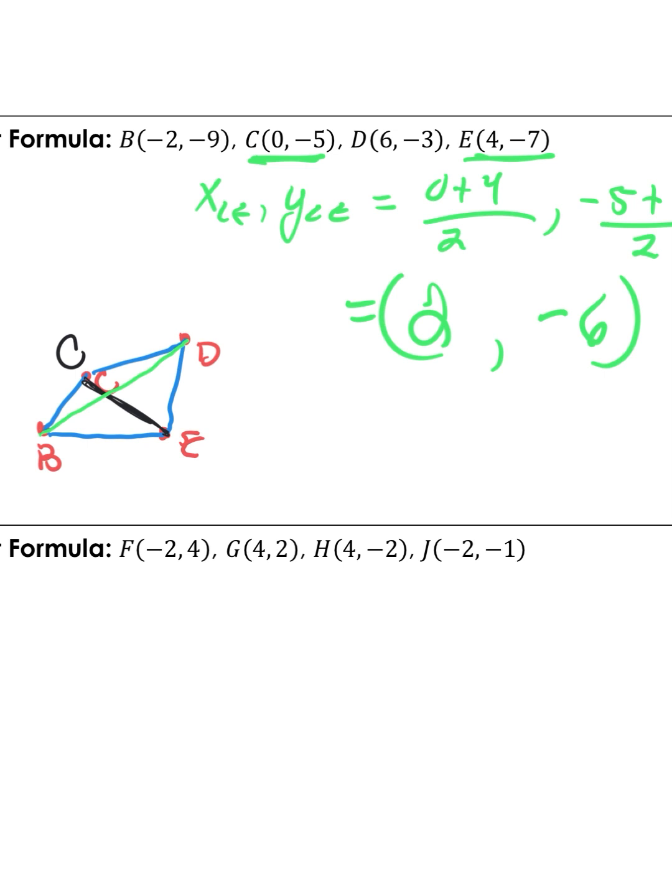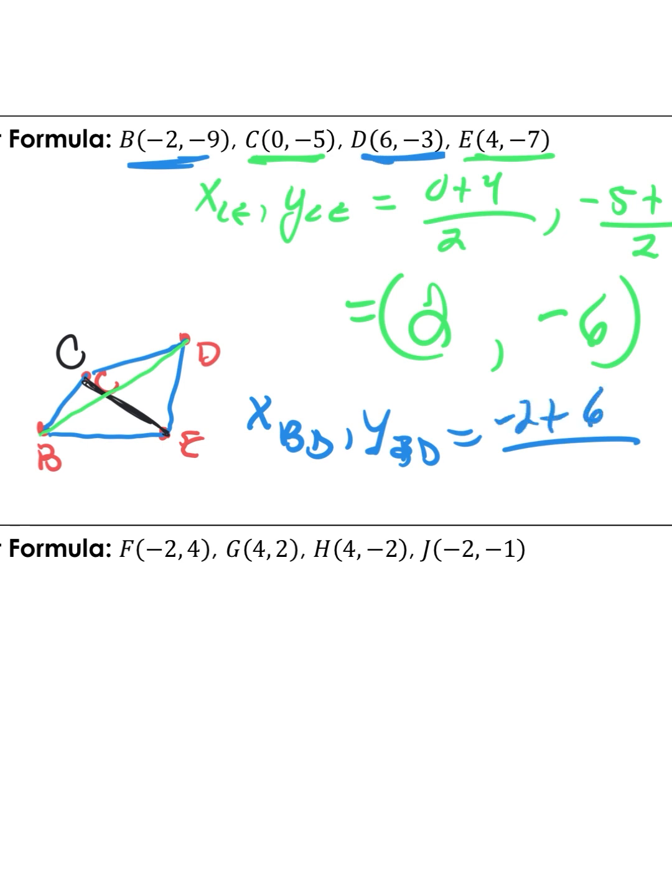The midpoint is this point right here. So let's do the midpoint in a different color. Let's do the midpoint for BD. All right, so that's going to be equal to the average of the x's and the average of the y's for these 2 points. So it's going to be -2 plus 6 over 2. And then -9 and -3 added together divided by 2.